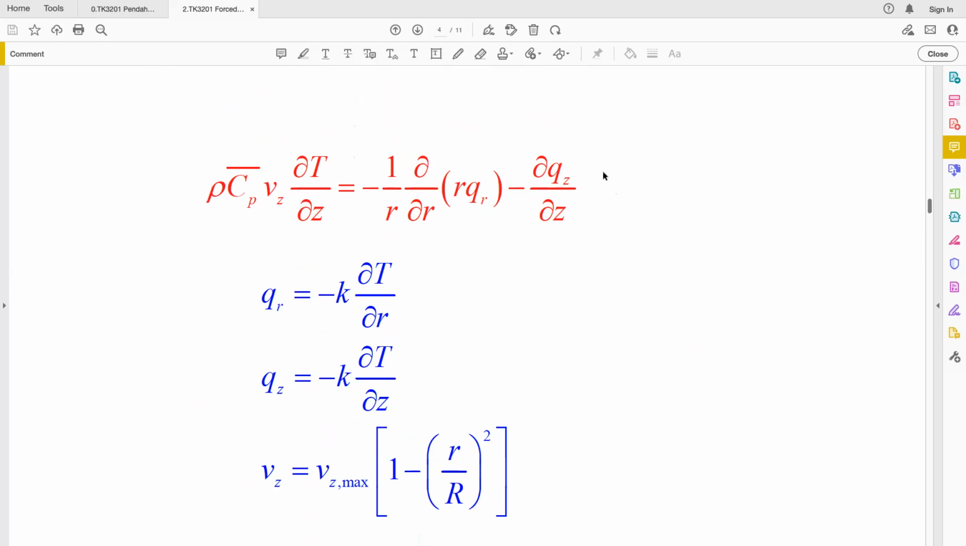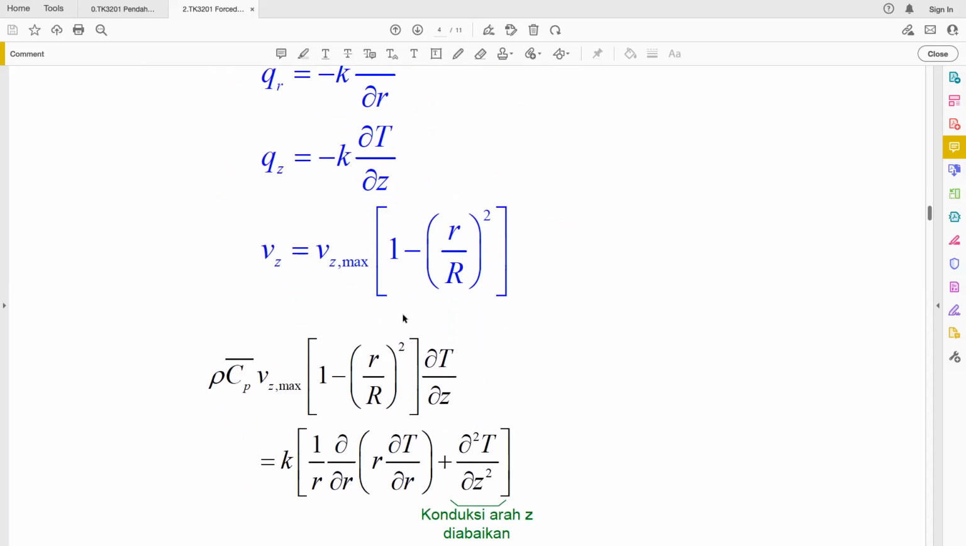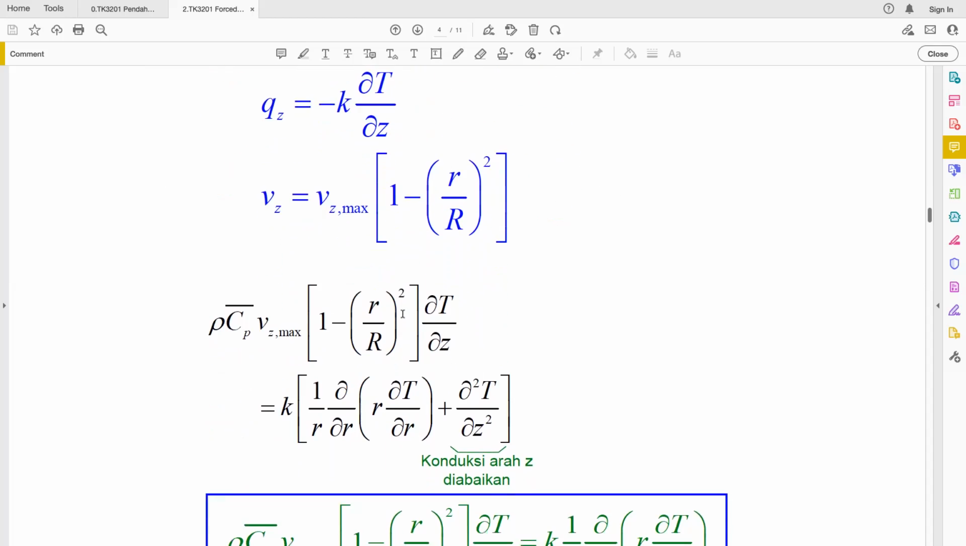If you want to know the distribution of heat flux, this would be the equation of heat flux. But the thing is, we don't know what QZ and QR are. So the next thing we need to do is to substitute Fourier's law for QZ and also for QR with this equation.